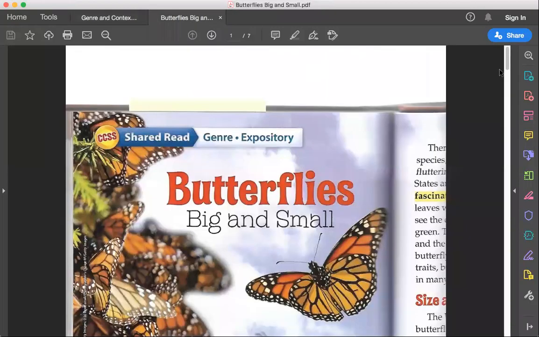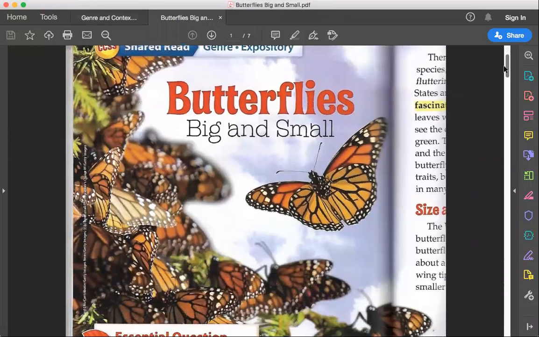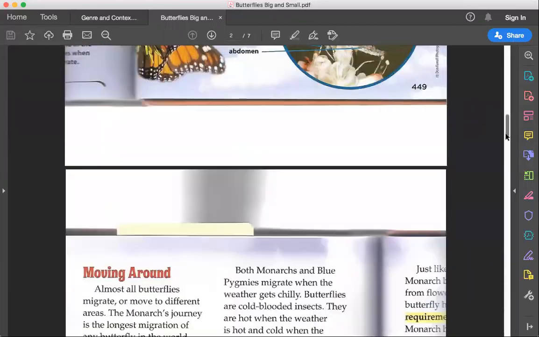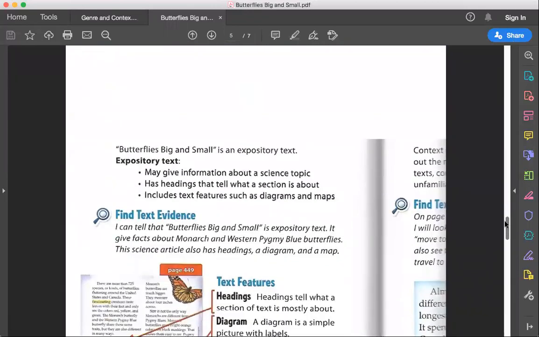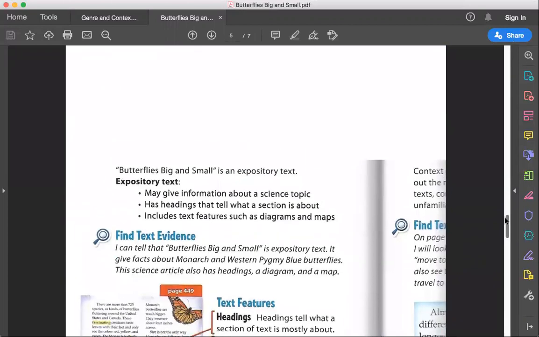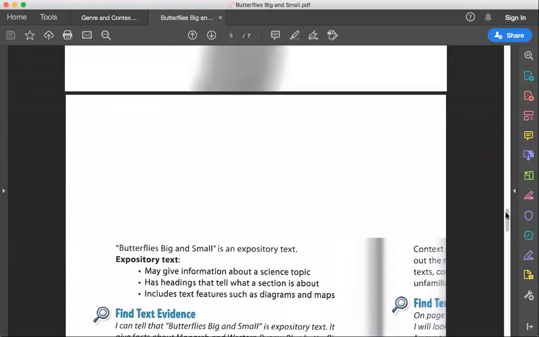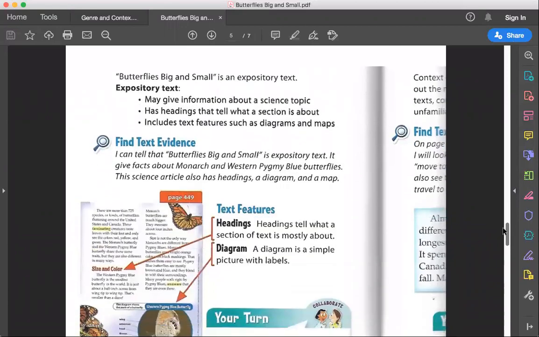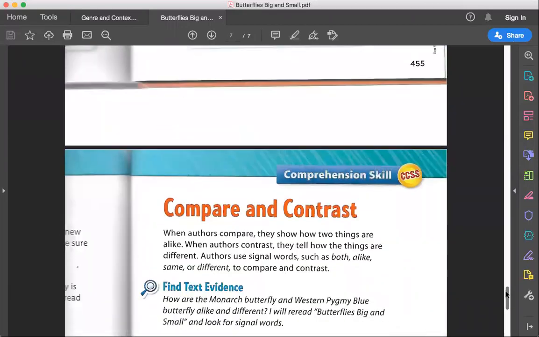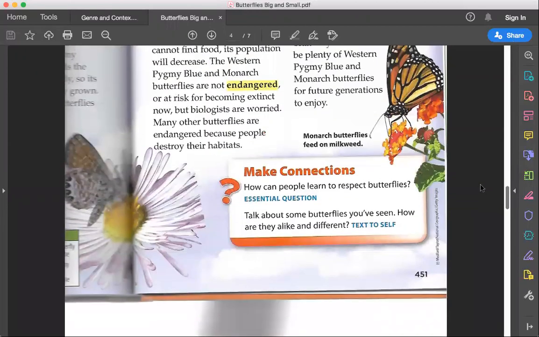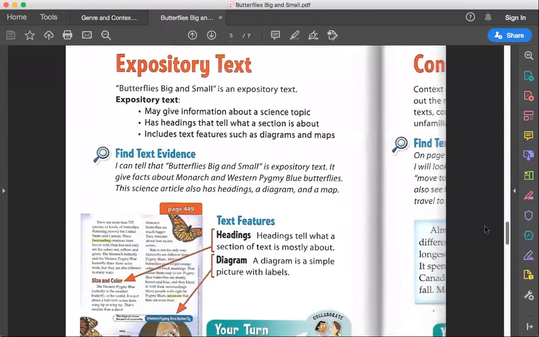The other thing you'll need is Butterflies Big and Small. We're not going to look at the reading exactly. We're going to be looking at the very bottom, where it talks about the expository text features and the context clues. That is what we're going to look at together.